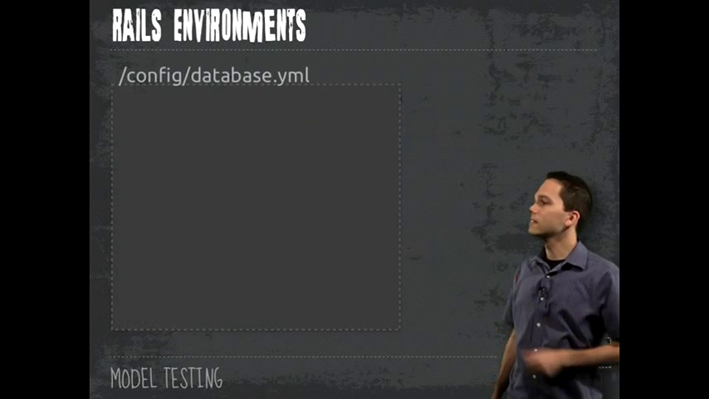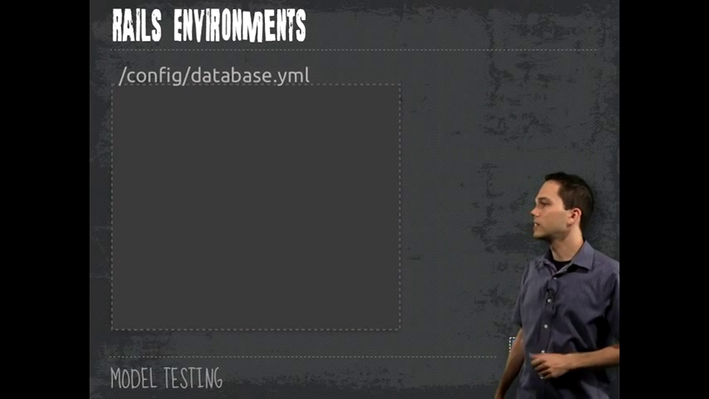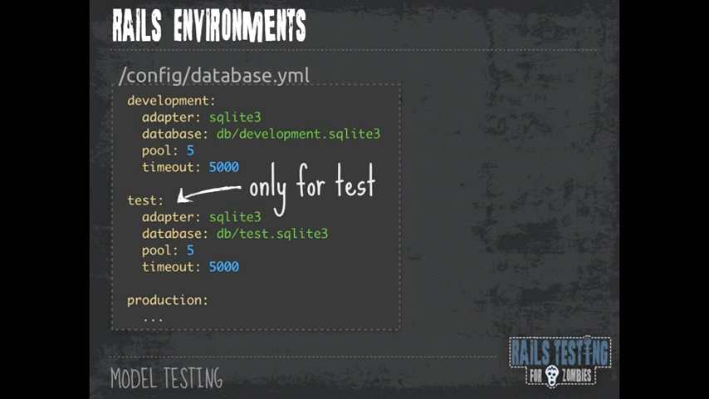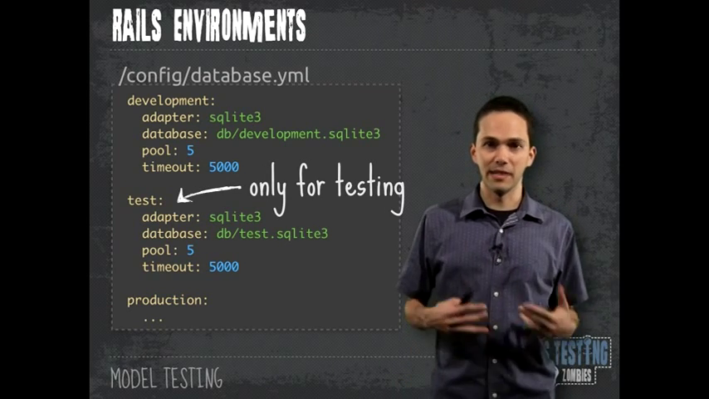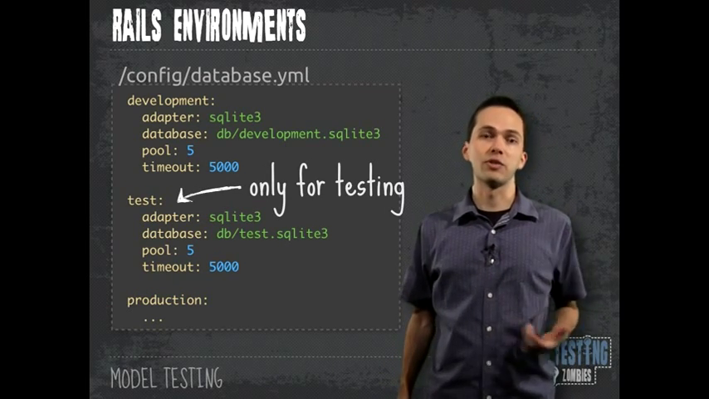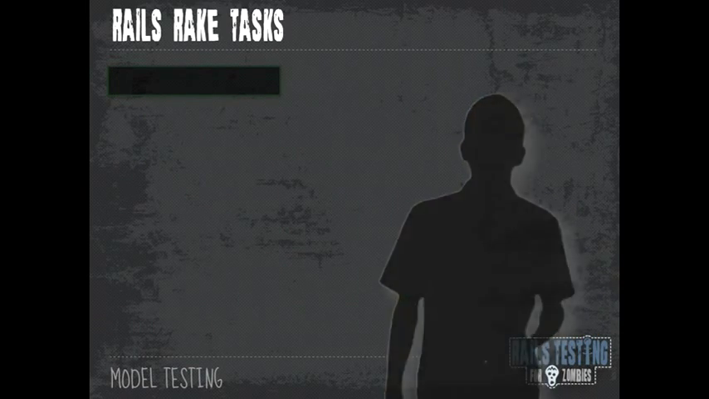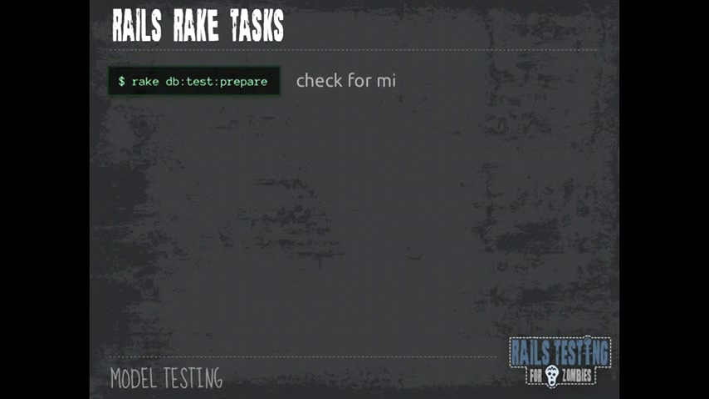If we look inside of our database.yml file, we'll see that there are 3 different environments by default, one of which is the test environment. This is only for testing. So we need to make sure this test database is populated with the right database structure so we can test against it. How do we do that? Well, there's a couple different rake tasks we need to be familiar with, starting with rake db:test:prepare. That's going to check to see if there's any migrations we need to run. If there aren't any we need to run, then it's going to simply load the schema.rb file into our test database.